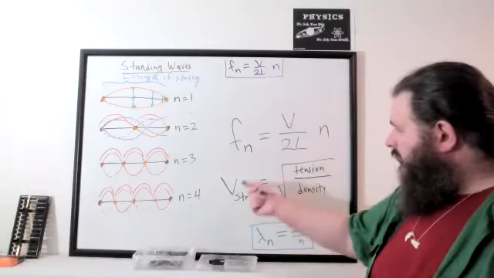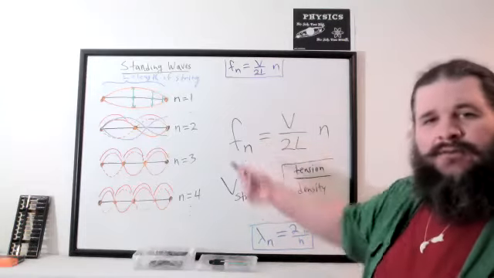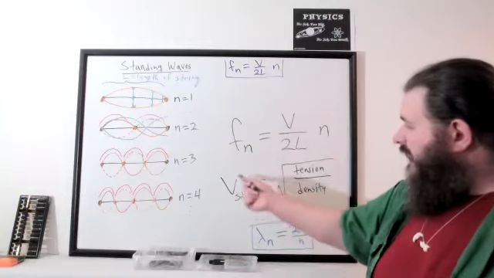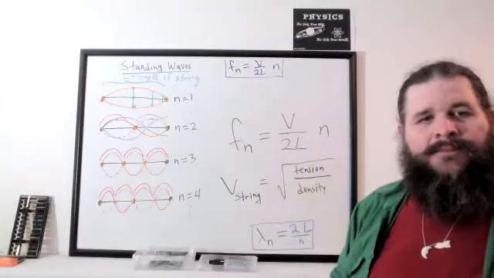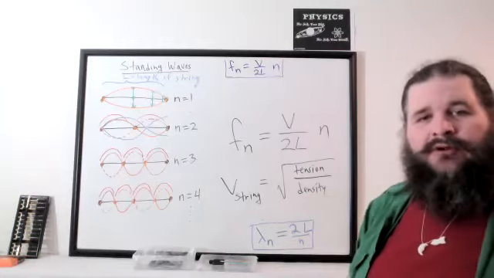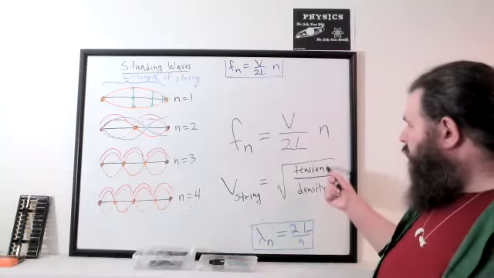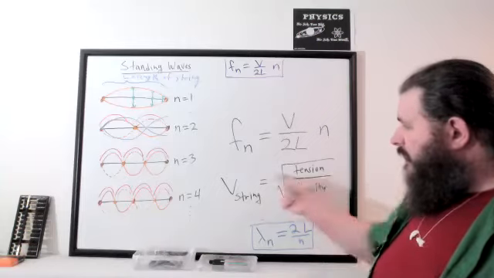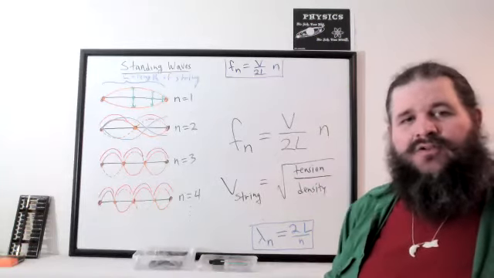So more tension means faster speed and therefore higher frequency. More density means a lower speed and thus a lower frequency. But it's not a direct proportionality because of the square root. It's a square root proportionality. So for instance, if you multiply the tension by 100, you're only multiplying the speed by 10, the square root of 100.